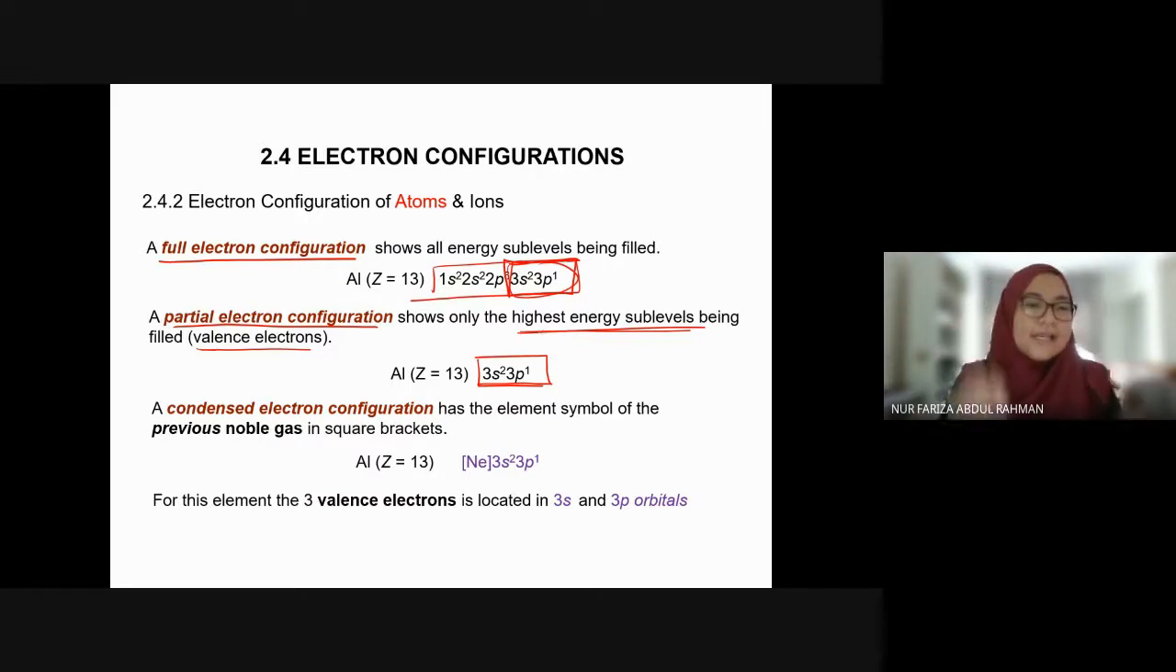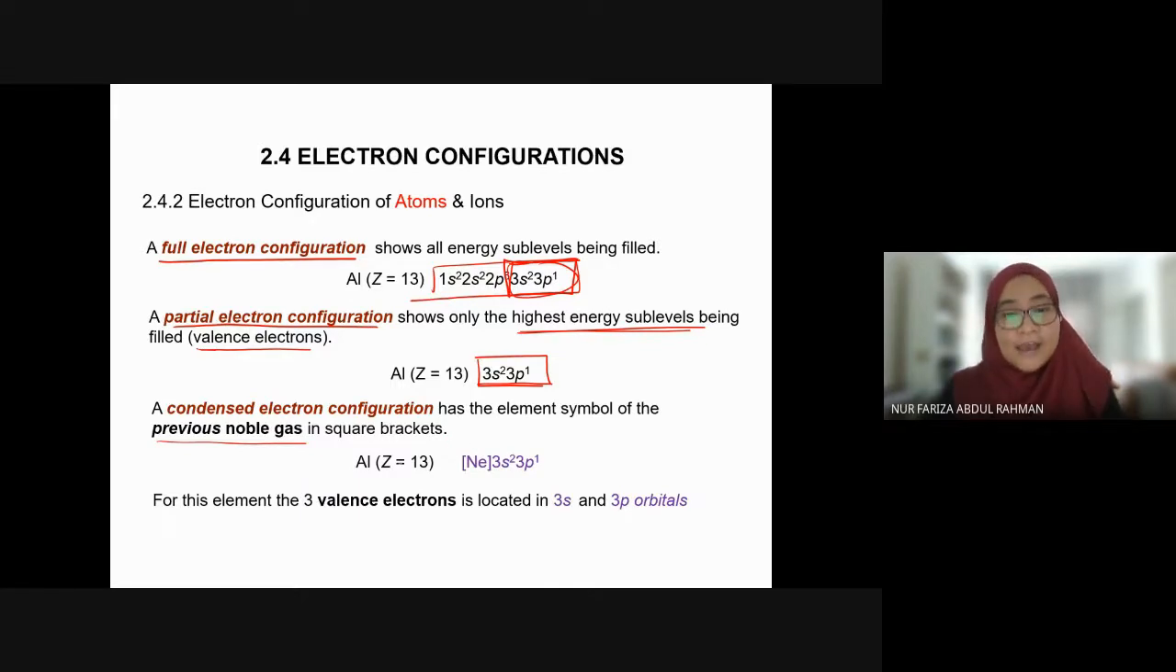Next, condensed electron configuration. The word condense itself, like kita compress everything into a form of, in this case, we use noble gas. Apakah maksudnya itu? So we use the previous noble gas in square bracket. So we use square bracket.